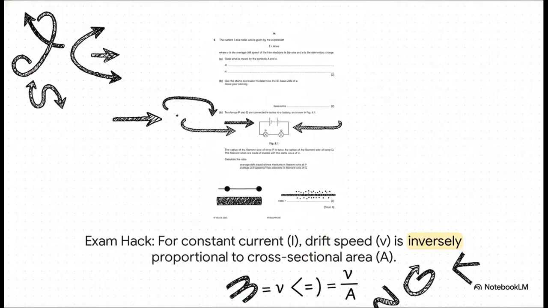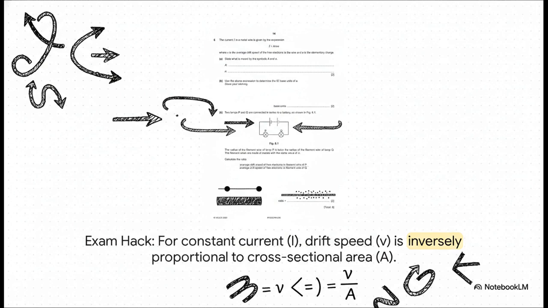Take a look at this question. Two lamps are in series, right? So the current, I, has to be the same in both. They're made of the same metal, so the number density n is the same, and the charge per carrier q is, of course, constant. So what's left? The only things relating current are drift speed v and area A. Since I is constant, v has to be inversely proportional to A.